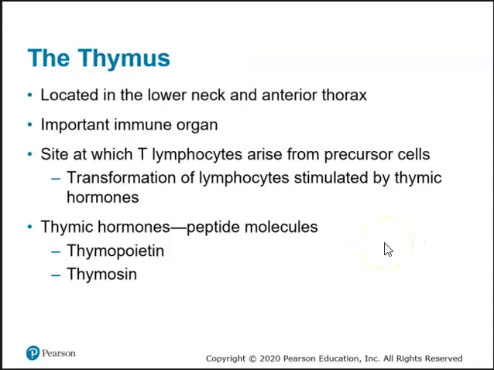The thymus. The thymus is a gland that's located in the lower neck and anterior thorax, mainly the mediastinum. This gland is a very important immune organ. This is where we have maturation of our lymphocytes, and the lymphocytes will mature and become T lymphocytes. So this is the site at which T lymphocytes will arise from the precursor cells. We have transformation of the lymphocytes that's stimulated by thymic hormones. And we have two peptide hormones that are secreted by the thymus. So we have thymopoietin and thymosin.